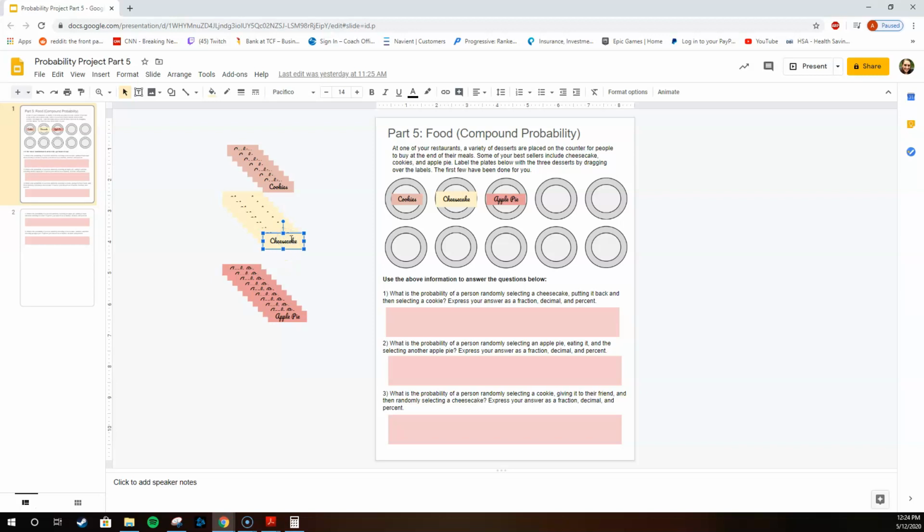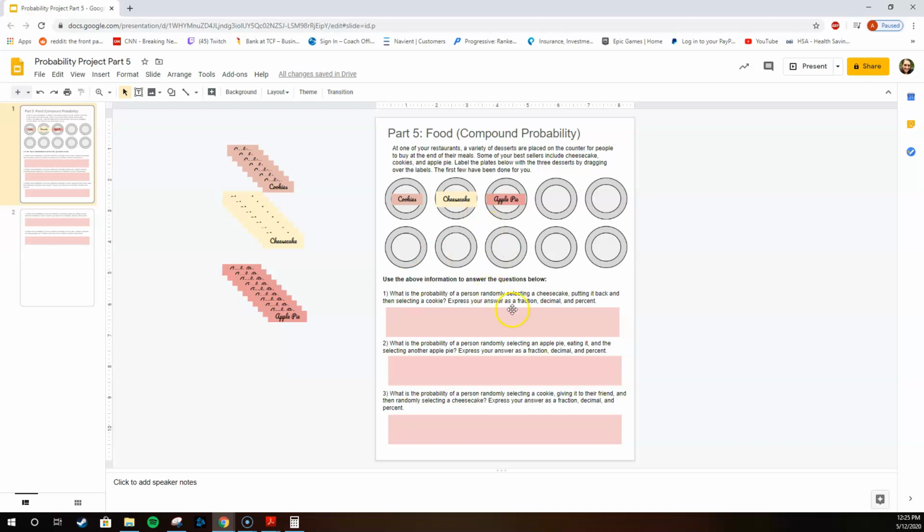So you're just going to grab them, make sure you have the 4 arrows, and you're going to drag them over so that each of the plates has a title. Then you need to come and answer the questions below. So it says, what is the probability of a person randomly selecting a cheesecake, putting it back, and then selecting a cookie? So remember, we have to think, are these independent or dependent probabilities? Do I need to change something for my second probability, or are they independent of each other?